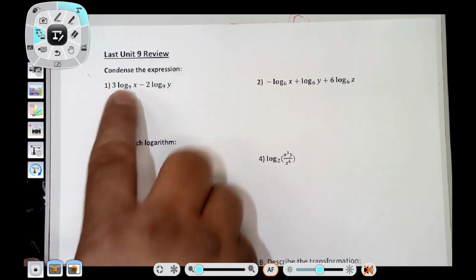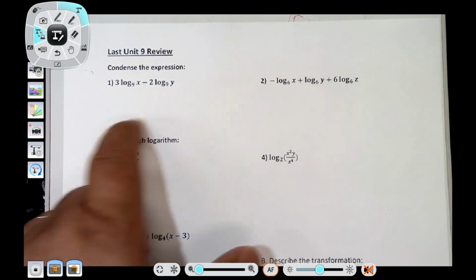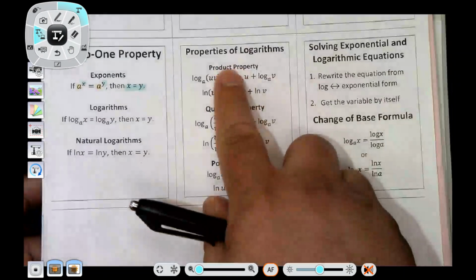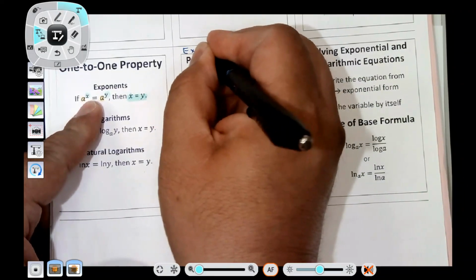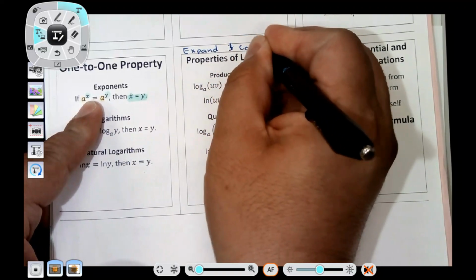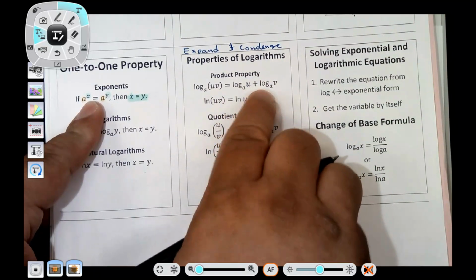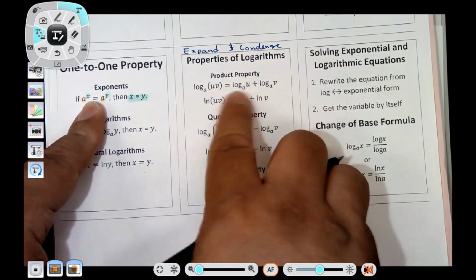So, condensing. When we are condensing, that means right now I see two logs written out. It is my goal to just have one log. So, this is why my word wall comes in handy. It has all the properties. So, whenever you do expanding and condensing, this is what we use for expand and condense. These are the rules here. If we see multiplication, then it's addition. If I see addition, then I turn it back into multiplication. So they go back and forth between them.